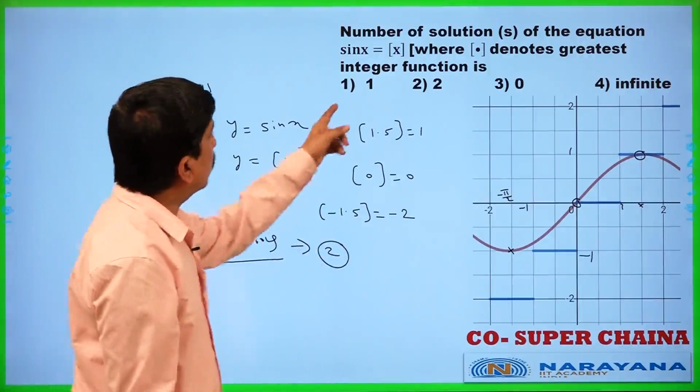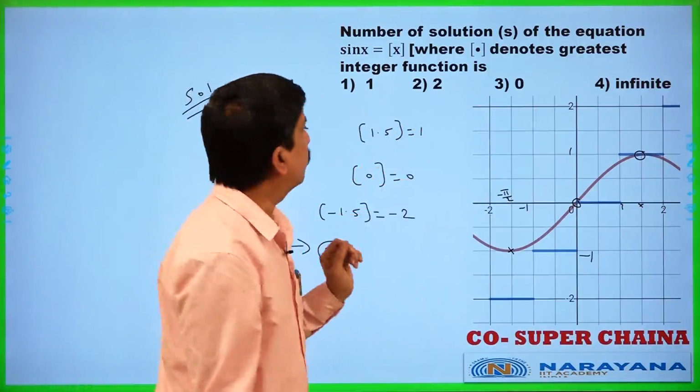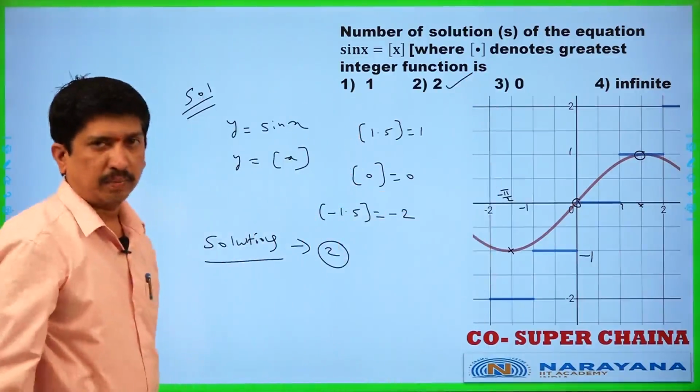Now the options: first option 1, second option 2, third option 0, fourth option infinite. So two solutions, this is the correct answer.